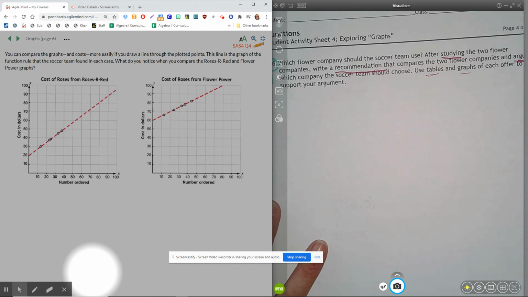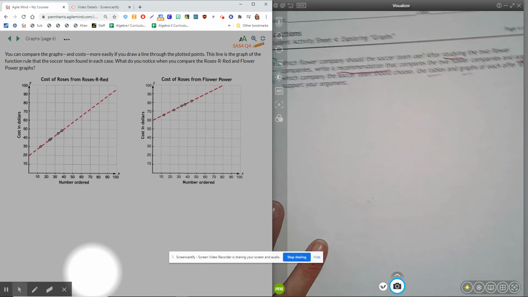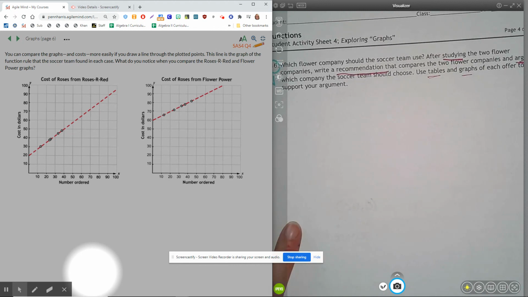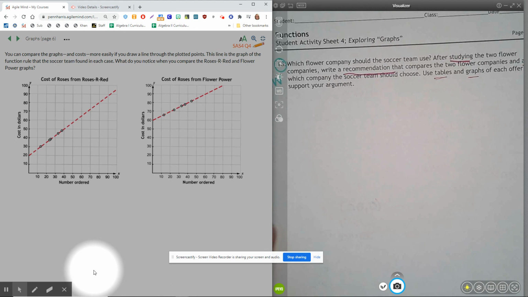Guys, this isn't just let's choose this company. You need to show me why. Why do they choose this company? Back it up with information, back it up with data so that someone doesn't just say, oh, they just guessed or something like that. You need to show me the data to back up the recommendation that you are making.